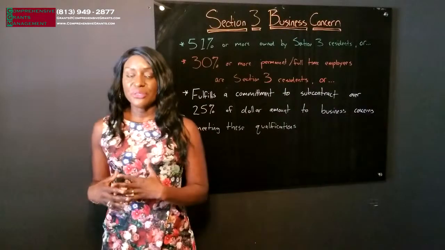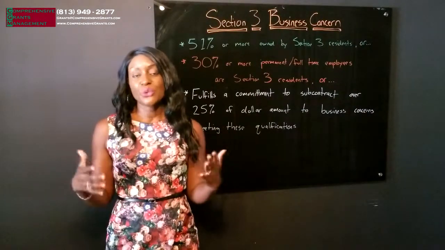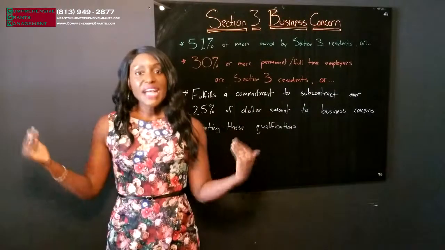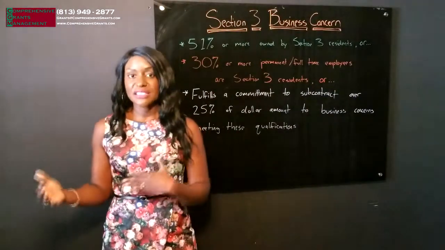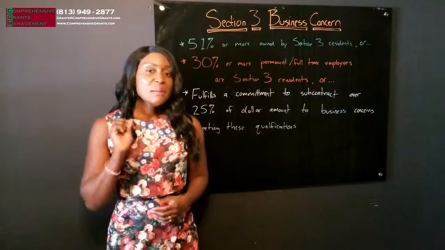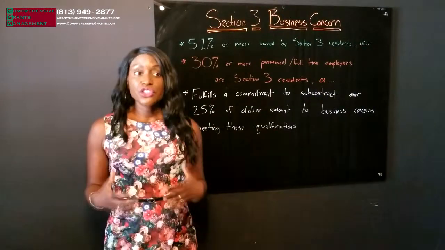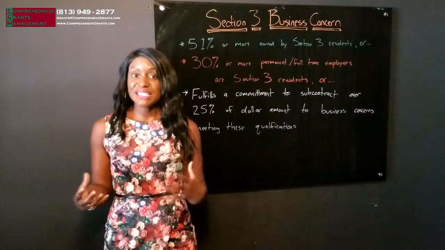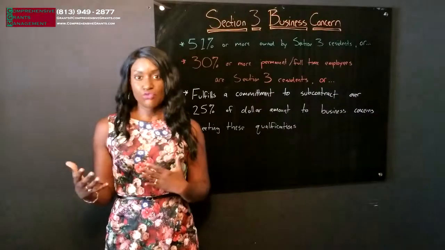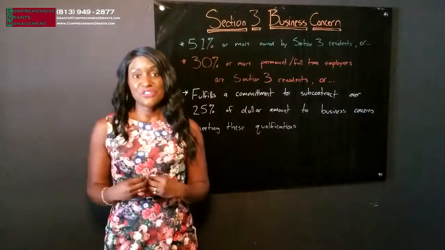One, 51% is owned by a Section 3 resident. Two, 30% are full-time permanent employees who are Section 3 residents. Three, you will subcontract out a minimum of 25% of a particular award to qualify as a Section 3 business. Maybe you do want to look into being a Section 3 business. If you are in a location where Section 3 businesses are being highly favored, see if you can qualify for either one of these three characteristics and apply to get that preference to be a Section 3 business.